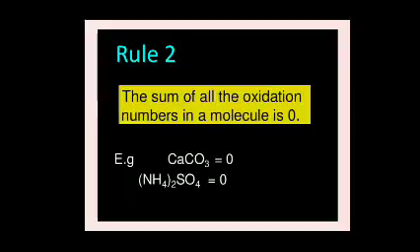The second rule: the sum of all the oxidation numbers in a compound is 0. In CaCO3, the oxidation numbers of 1 calcium, 1 carbon and 3 oxygens sum to 0. In ammonium sulfate, the 2 nitrogen atoms, 8 hydrogen atoms, 1 sulfur and 4 oxygens have oxidation numbers that sum to 0.